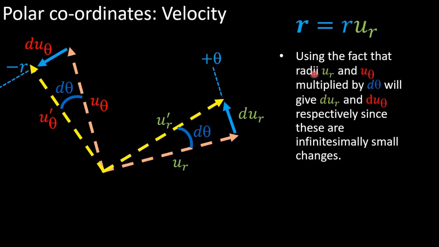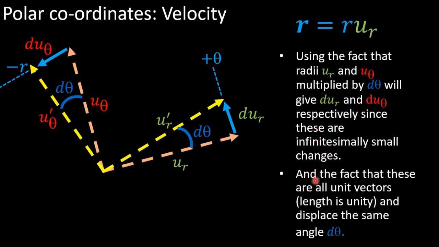So using the fact that u sub r and u sub theta multiplied by d theta will give du sub r and du sub theta respectively, since these are infinitesimally small changes, and the fact that these are all unit vectors, so the length of them is just 1, and displaced by the same angle d theta, we can write this equation here. So du sub r equals d theta times u sub theta. Okay, so if we want to calculate du sub r, we would do u sub r times d theta. Okay, but since u sub r and u sub theta are the same length, we can say du sub r equals d theta times u sub theta.